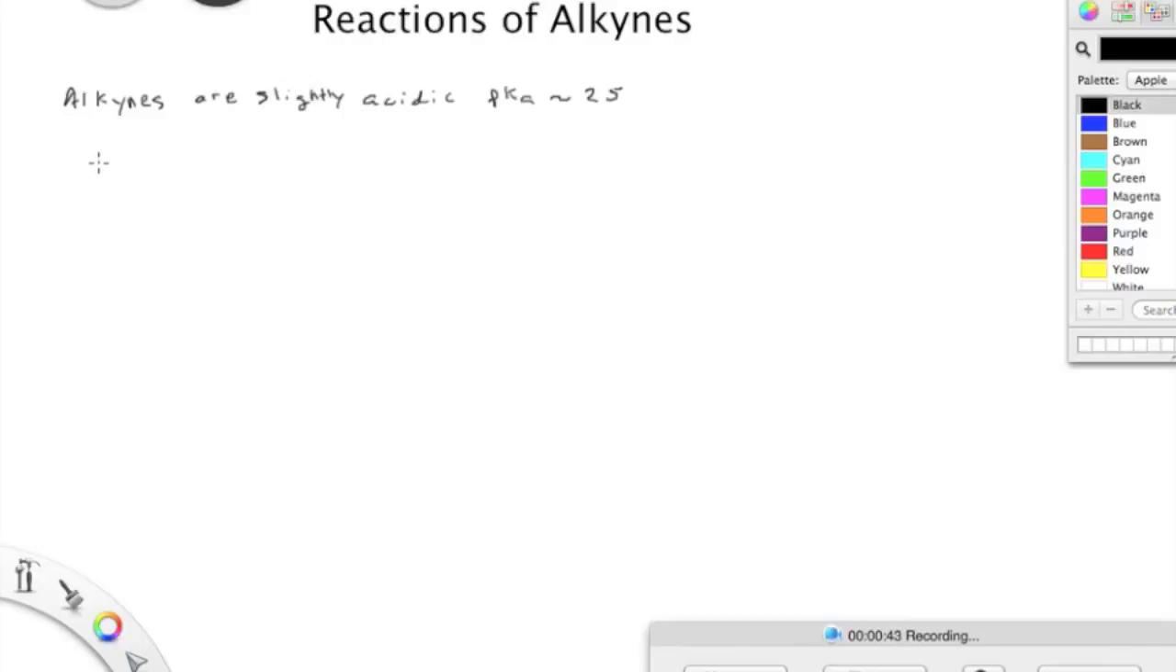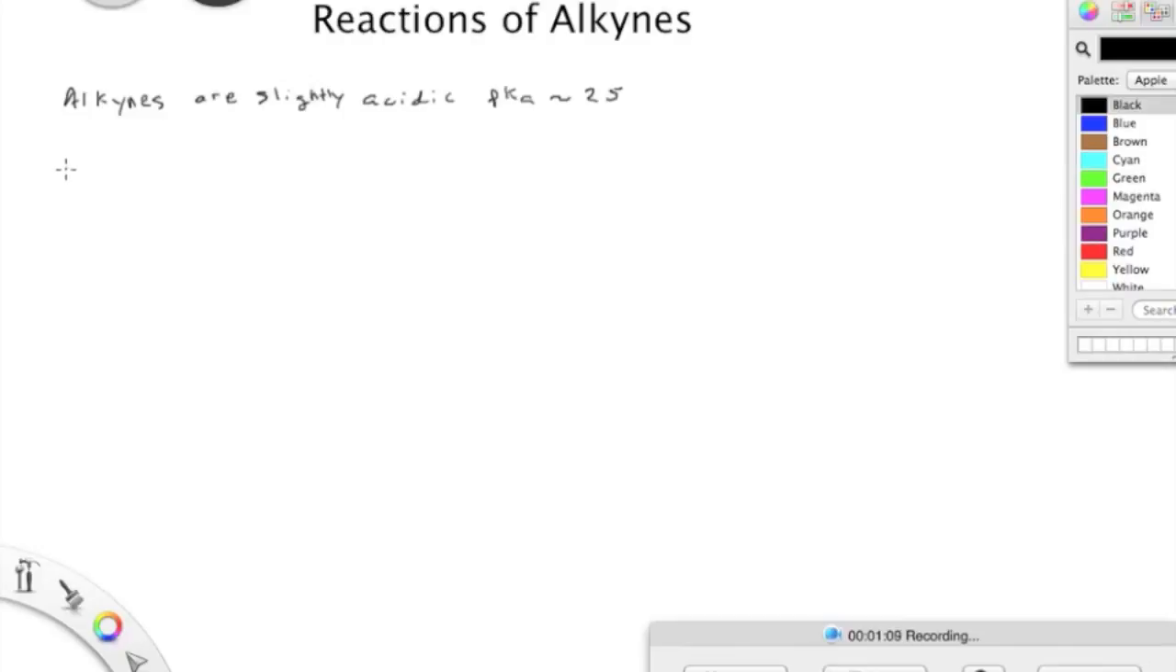So alkynes are somewhat acidic because they have a larger amount of s character. So they're sp hybridized, and so s orbitals are closer to the nucleus, which is positively charged. And so these orbitals are also lower in energy. And so the negative charge can be more stabilized when it's attached to an alkyne.